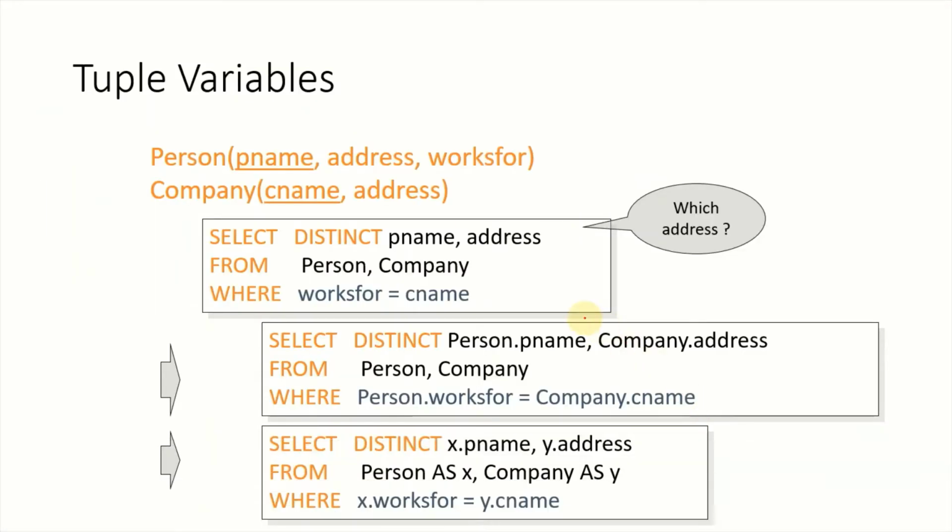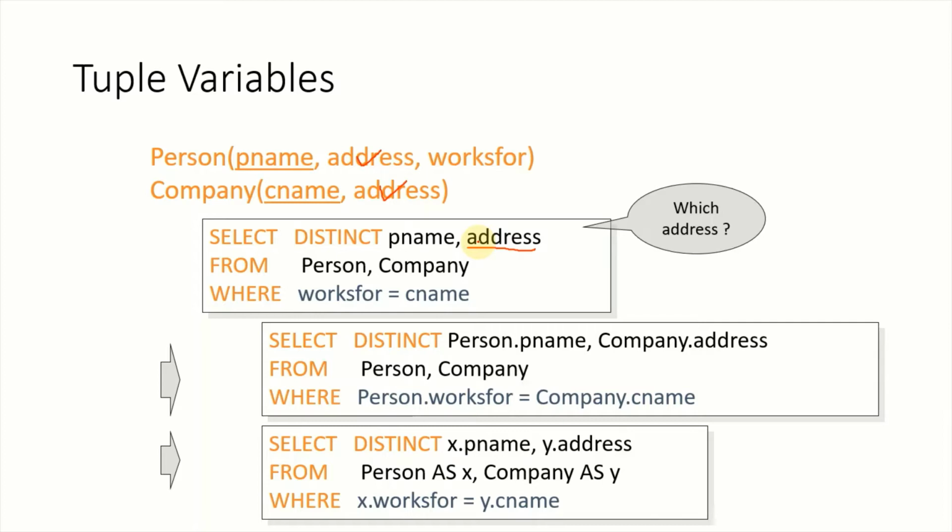Suppose we have two tables and both have a similar column, like we have address in person and address in company. So here the address is used in both tables. While typing the query, we must specify which address this is. Now in this query we have typed address only, so it is not clear.